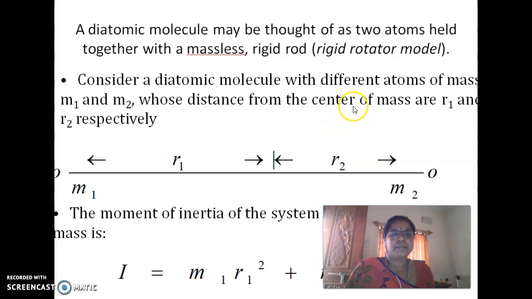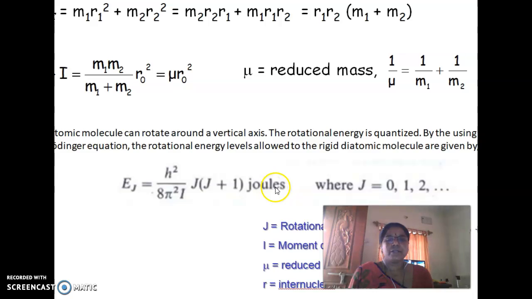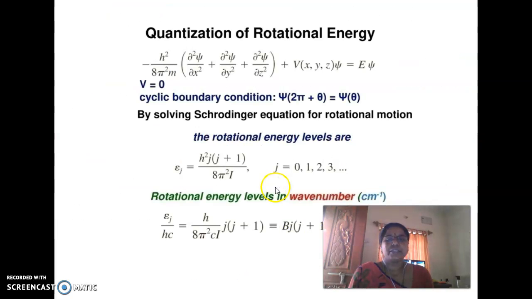Consider a diatomic molecule with different atoms of masses M1 and M2, for example HCl, with hydrogen of mass M1 and chlorine of mass M2, whose distances from the center of mass are R1 and R2 respectively. The moment of inertia of the system about the center of mass is I equal to M1 R1 square plus M2 R2 square. I is called the moment of inertia.